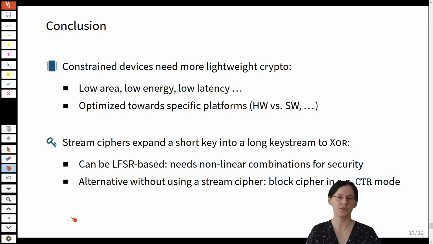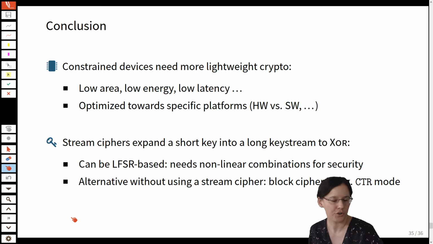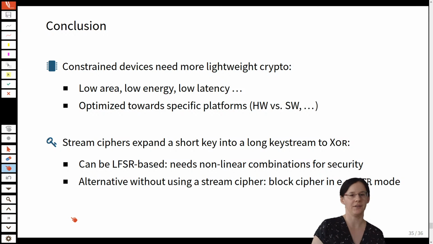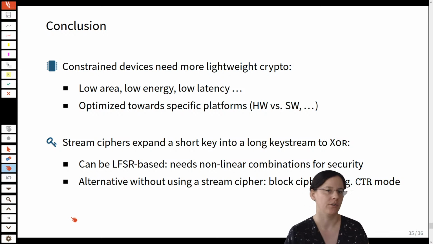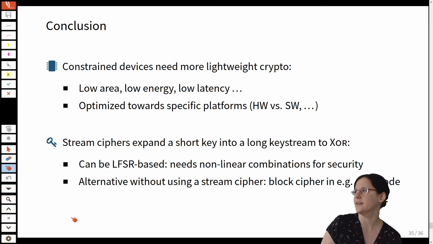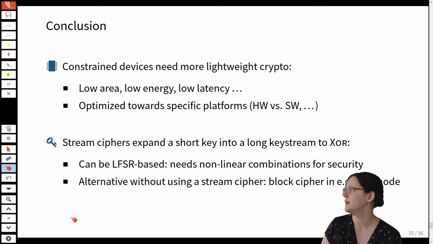So in conclusion, what did we see today? We first talked a bit about constrained devices and why they need lightweight crypto, which metrics are particularly relevant, in particular area, energy, and in some cases latency. And we saw which operations are more suited for particular software or hardware platforms, and what some general designs look like. So in particular, we had a look at Present and ASCON at this point.